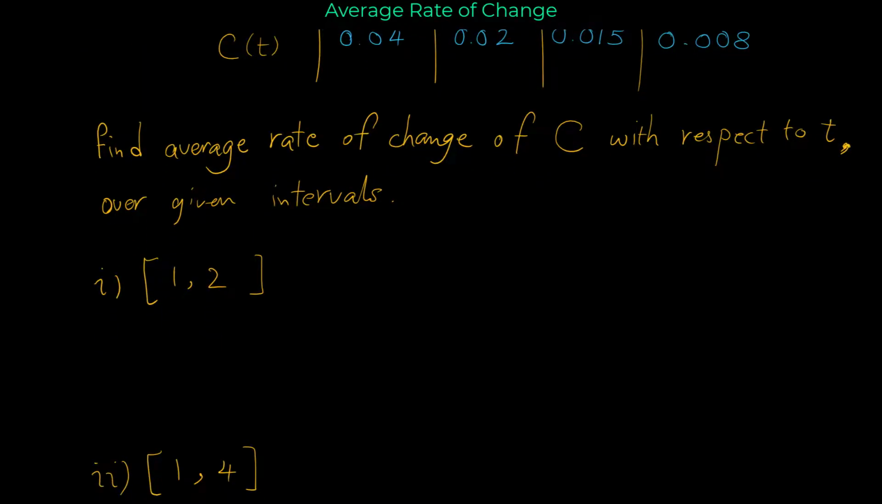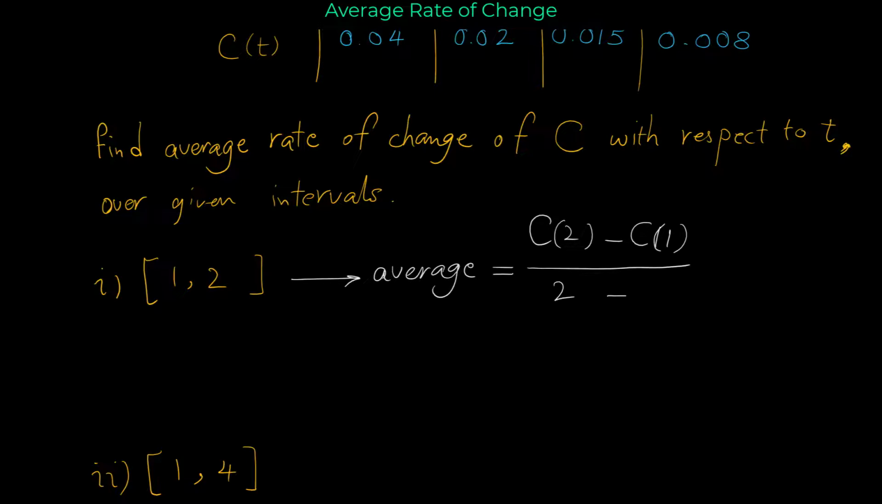We are asked to find the average rate of change of C. C is the concentration of the alcohol in the blood with respect to t, which is time. So we want to find the average rate of change with respect to time over the given intervals. The first interval is 1 to 2. For this interval, the average rate of change of concentration is simply C2 minus C1 over 2 minus 1.